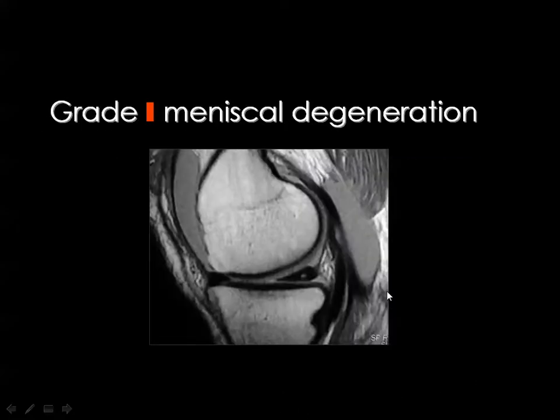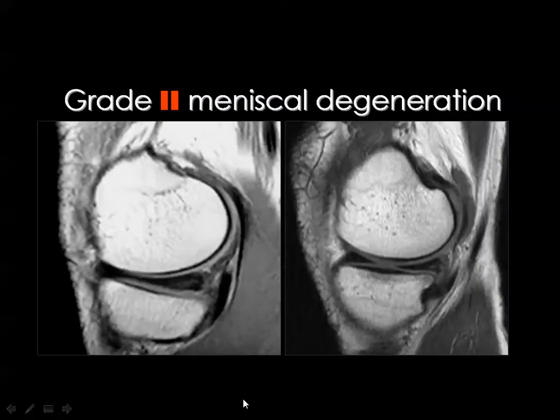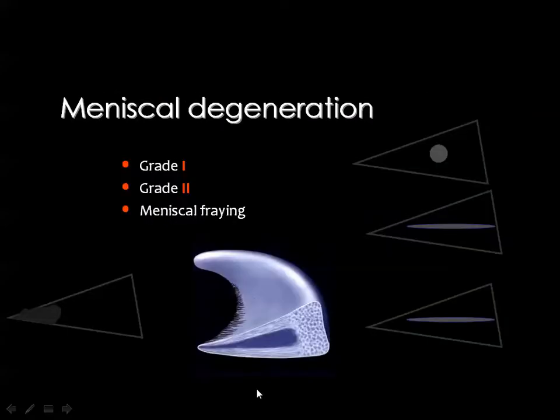Then if you look for this example and you see the posterior horn of the medial meniscus showing a central dot of abnormal signal, diagnostic of grade 1 or type 1 degeneration. And here you see a band-like abnormal signal within the meniscus with intact superior and inferior articular surfaces. And also in this example you see a similar lesion, and this represents grade 2 meniscal degeneration.